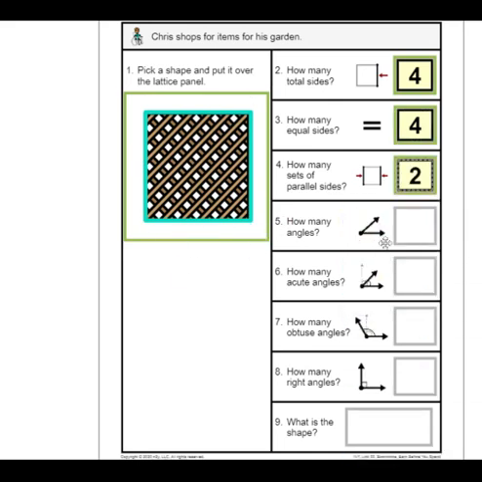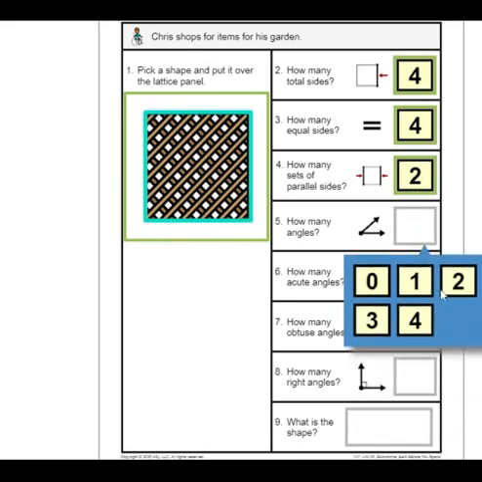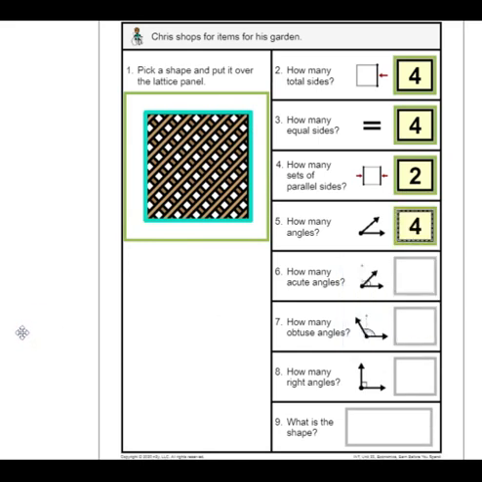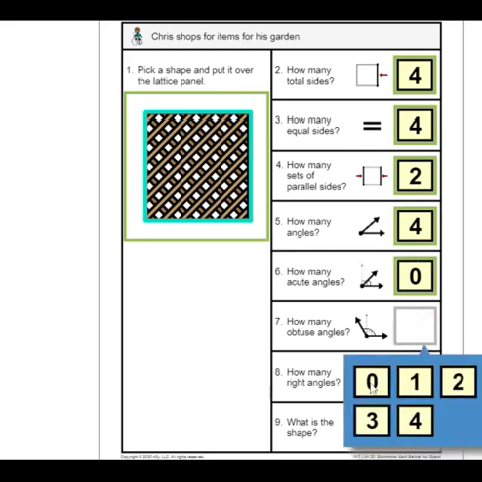2. How many angles? I'm going to look at my angles right here. Here's 1 angle, 2, 3, 4. 4. Now, how many acute angles? This one doesn't have any acute angles because they are all right angles. They make a perfect 90-degree square. They're all right angles, so 0 is my answer. 0. How many obtuse angles? Again, they're all right angles, 90 degrees. So no obtuse angles, 0.